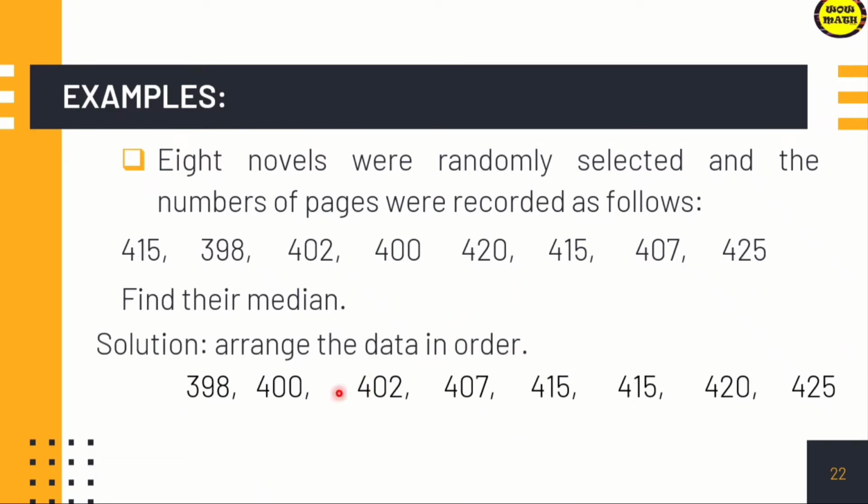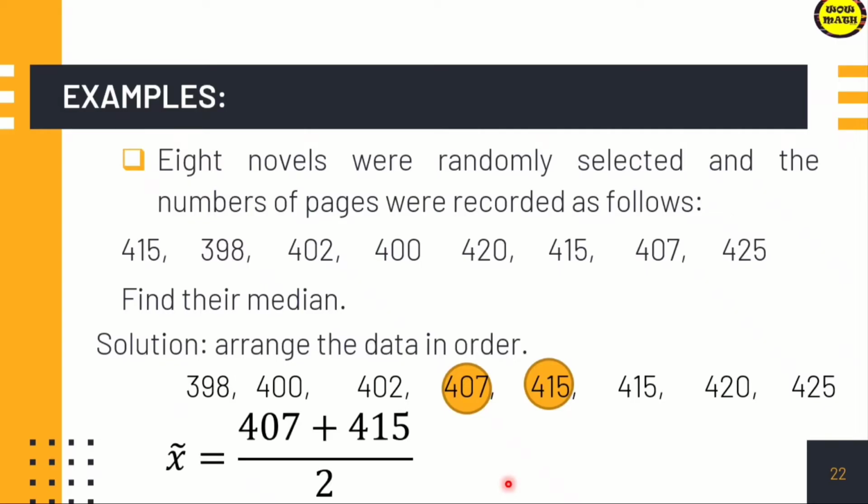Kung bibilangin natin, class, ilan ito? 1, 2, 3, 4, 5, 6, 7, 8. So, even number, ibig sabihin, meron tayong dalawang gitna, and that is 407 and 415. In order to find their median, anong gagawin kapag meron dalawang gitna?